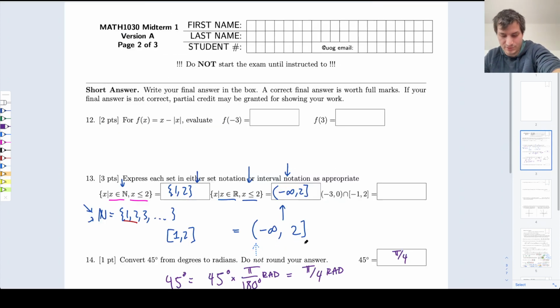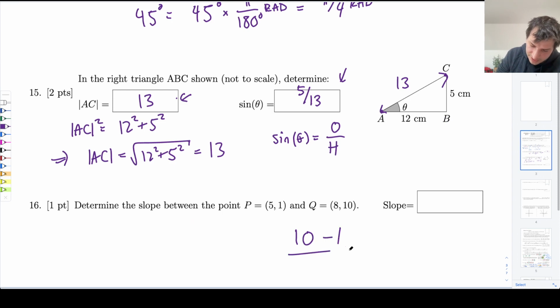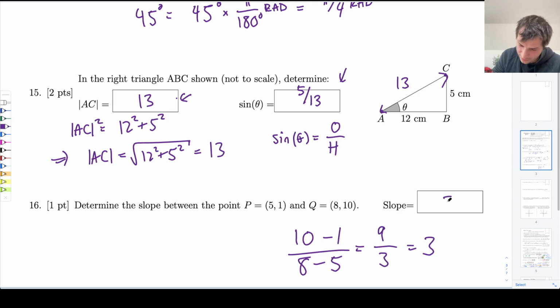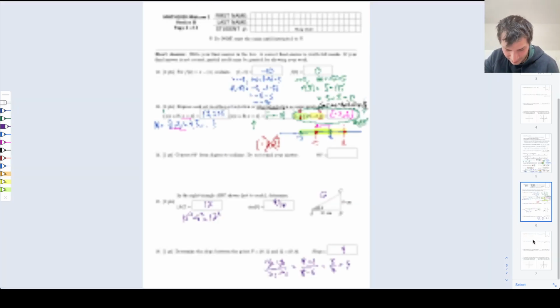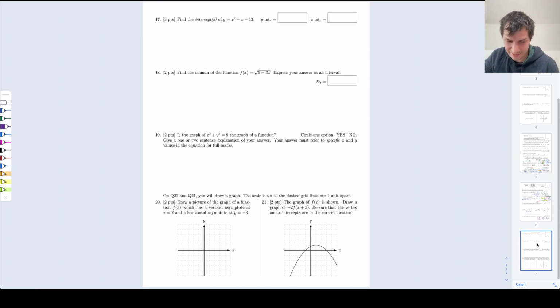Let's do the other version. So this one was 10 minus 1 divided by 8 minus 5. 9 divided by 3, which is 3. They were both 3? Now I thought they were different. Oh yeah, okay, 3 and 4. Okay, good. So very well done on that one. Not much to say about that.